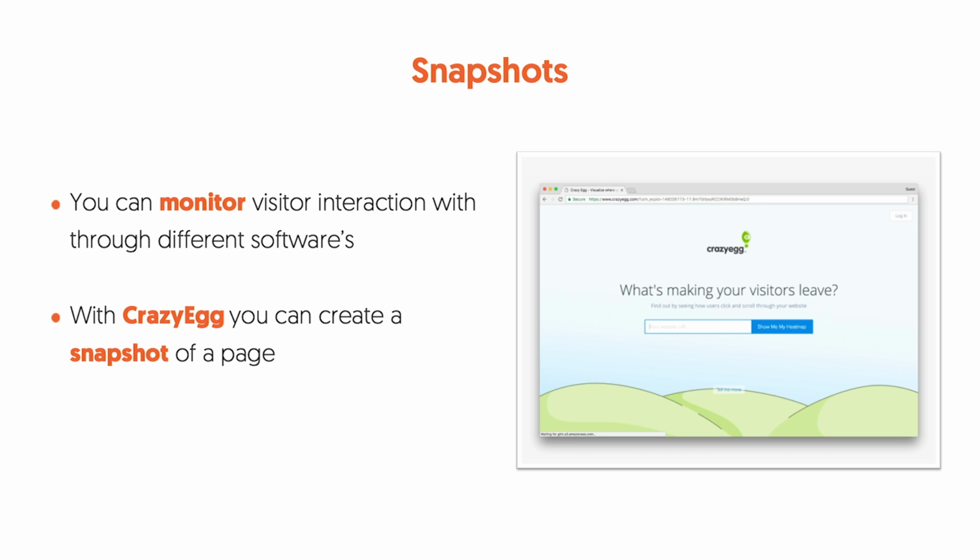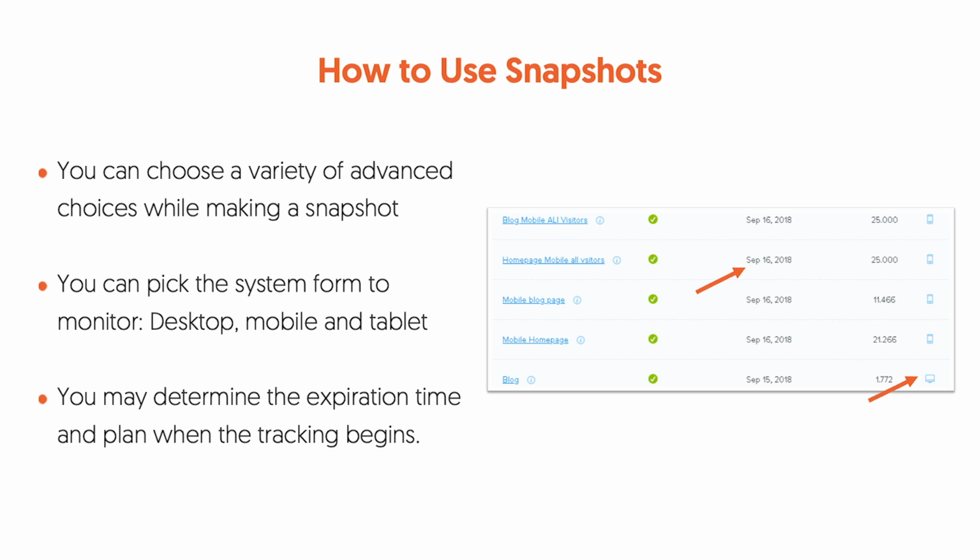So just a quick overview, you can monitor visitor interactions through different software. With Crazy Egg, you can create a snapshot of your page, and as your page changes, you can see how visitors interact with different variations of your site so you can improve your conversion rates and get a better understanding of how people truly interact with your website. So how do you use snapshots?